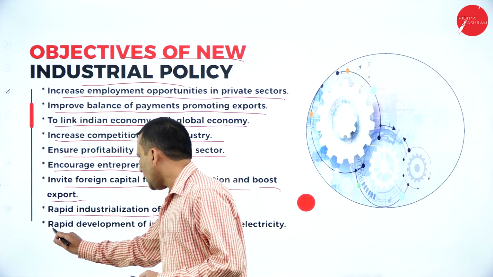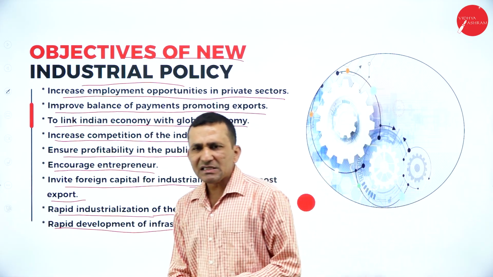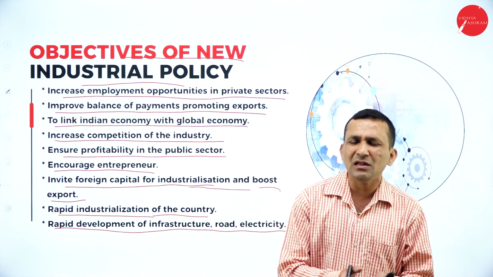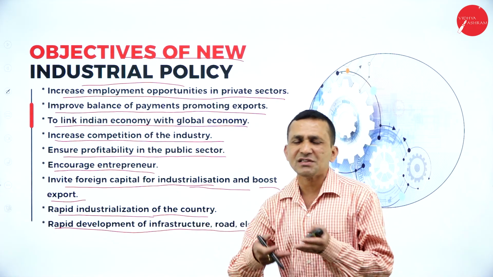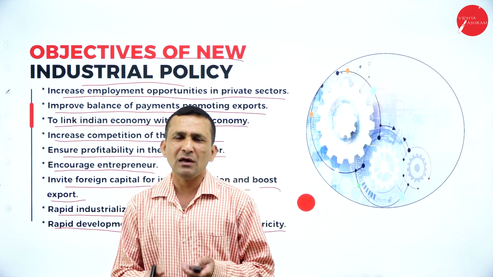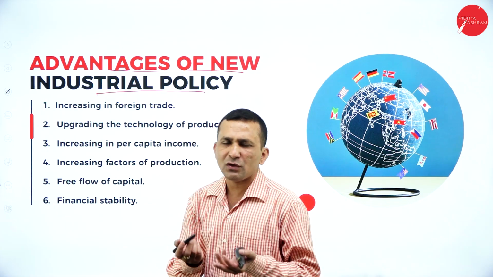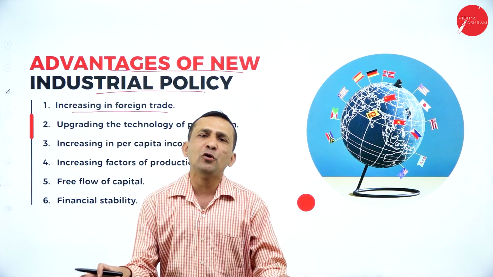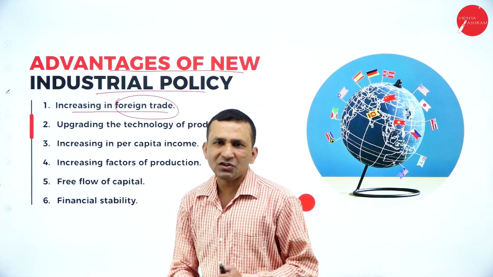And rapid development of infrastructure, road, electricity, because whenever they start an industry, they will find out what basic requirements and amenities are available, even the road facility. Infrastructure is also built, and electricity, everything is required for industry. So that is the main motto. And the advantages of the new industrial policy, of course, relate to increasing foreign trade, because we start producing the maximum, so we go for foreign trade, international trade.